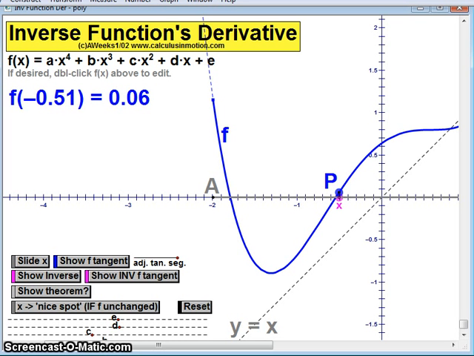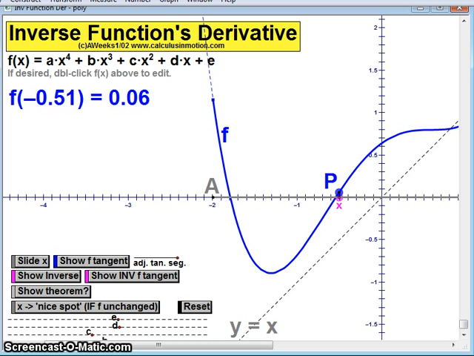On the screen you see in blue a random function. If you want to know exactly what it is, it's up here. Well, no, you can't really see because you don't see the a, b, c's, and d's. But it's some fourth power function that's not really important. But what we see is that we have the point with an x value of -0.51, and its y value is 0.06. So we have some point on this blue function, (-0.51, 0.06).